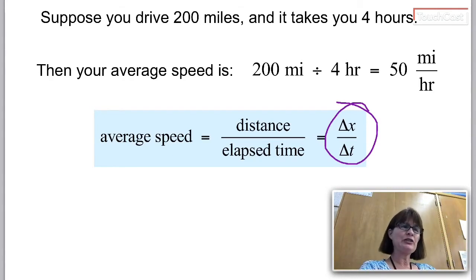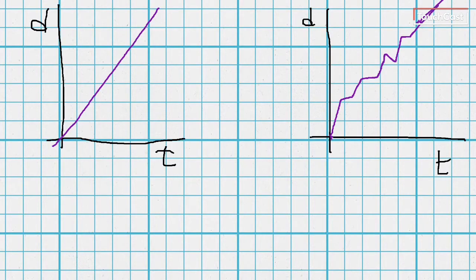When I write it with that delta notation, it hopefully calls to mind this idea that we've been using already, that we're going to be studying the slope. Think about graphing distance traveled as a function of time. If I happen to drive at exactly 50 miles an hour for my whole trip, then when I make that graph of distance versus time, I'll have a linear graph. And in fact, the slope of that graph is going to be 50 miles per hour, which happens to be the same as the average speed. So that's why that computation looks the same as the calculation for slope.